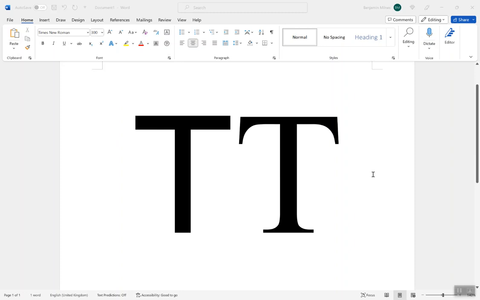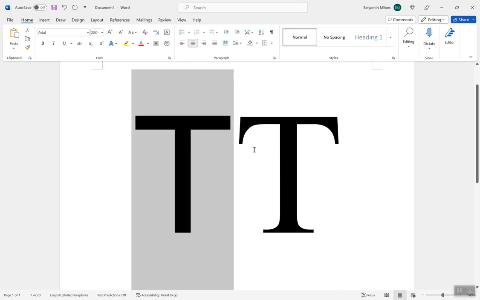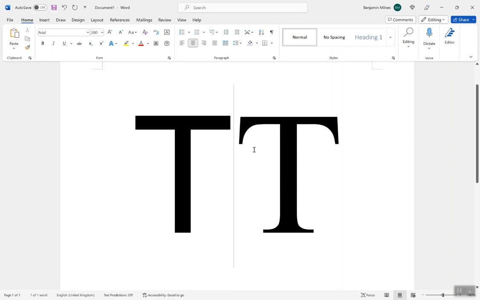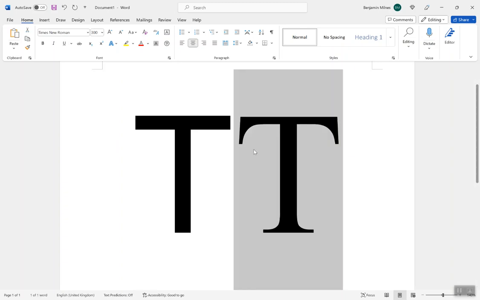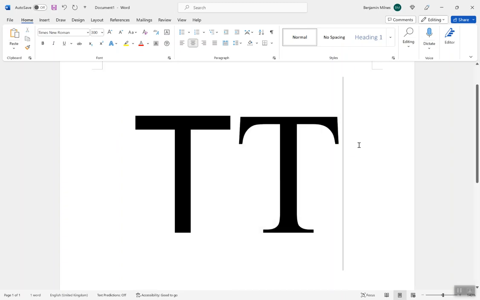What's the difference between a serif font and a sans-serif font? Well, we have two letters on the screen here, one of which is in a serif font and the other of which is in a sans-serif font. This letter T here on the left is in Arial, which is a sans-serif font, and this letter T on the right is in Times New Roman, which is a serif font.